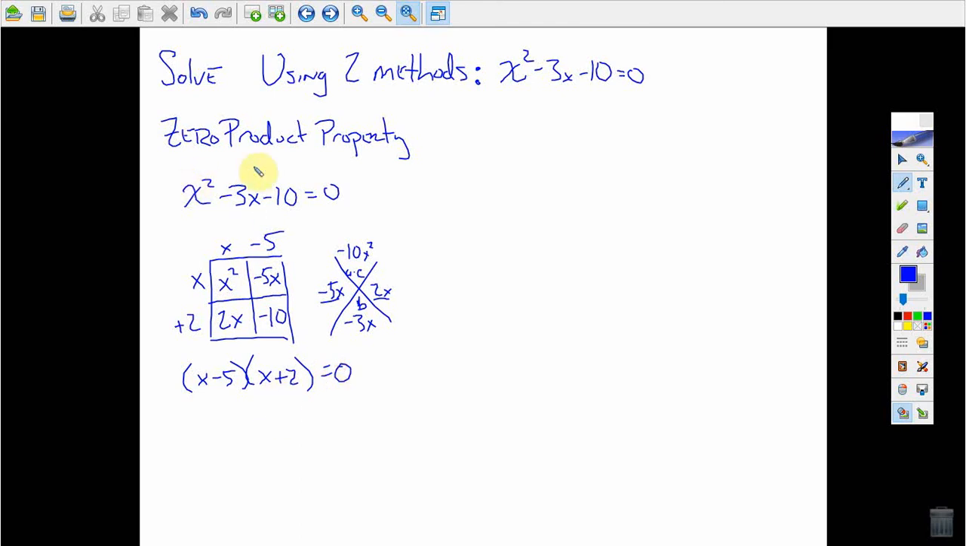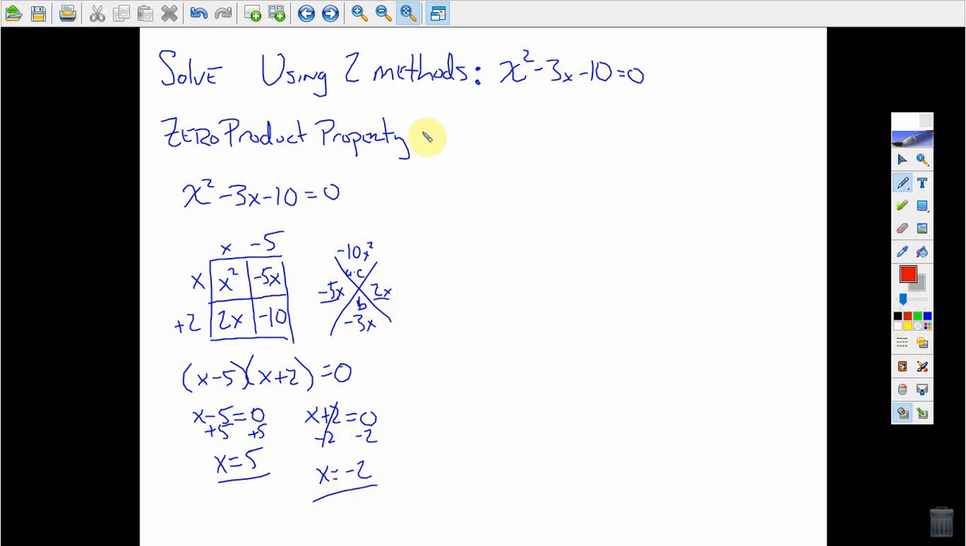Well, then we use the zero product property, and we set each of these products equal to 0. So I say x minus 5 equals 0, and I solve for x, which is going to be 5. And I say x plus 2 equals 0, which is going to be negative 2. That means my roots are at 5 and negative 2. That's where my parabola is going to cross the x-axis.